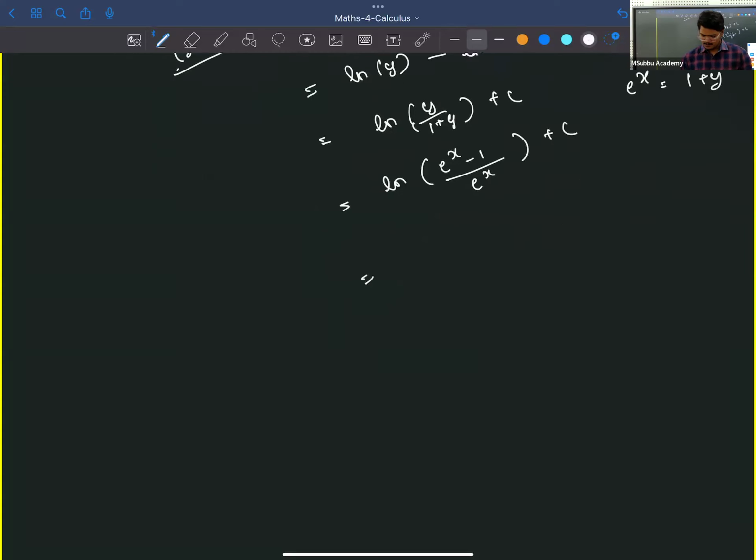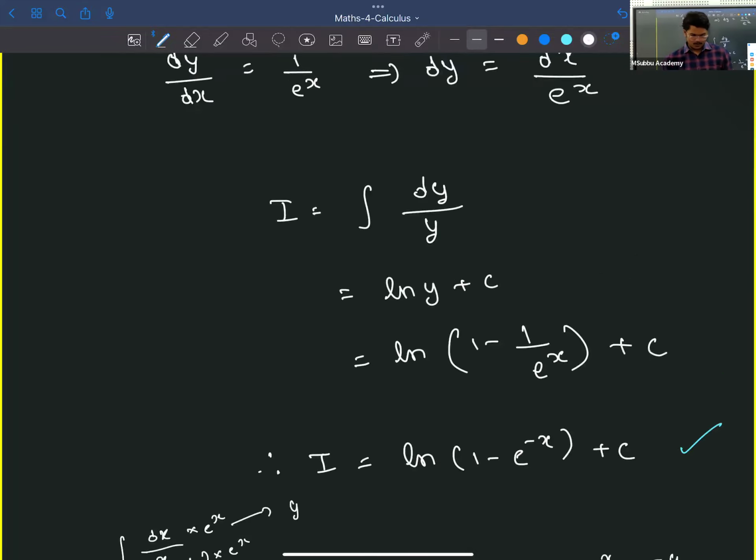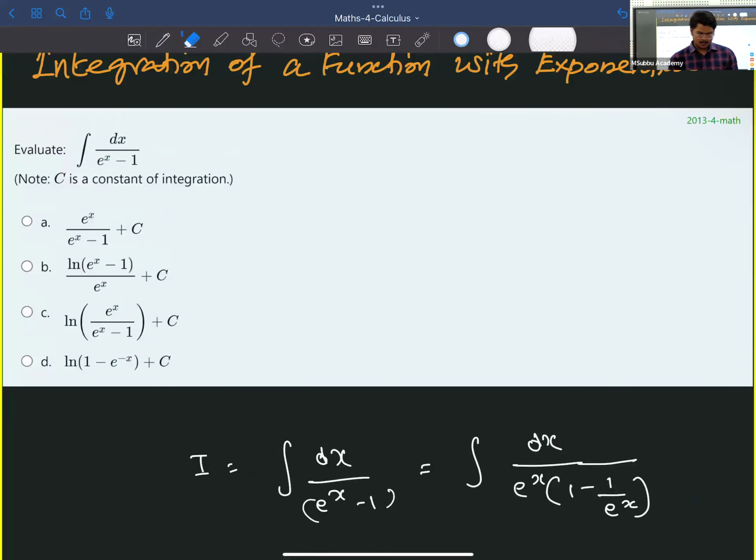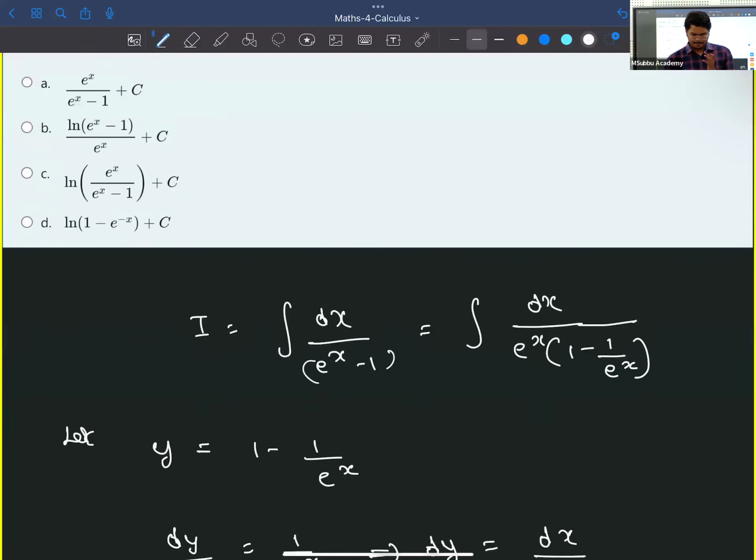So when you split, again e power x gets cancelled. So 1 minus 1 by e power x plus c. So ln of 1 minus e power minus x plus c. This is also another method. So this is what you have got here. So this is another method we can also solve. Okay.